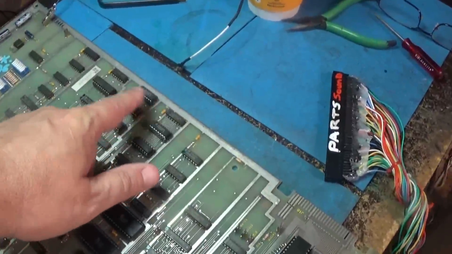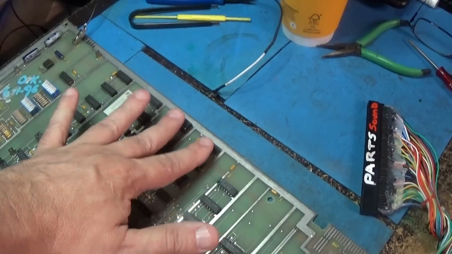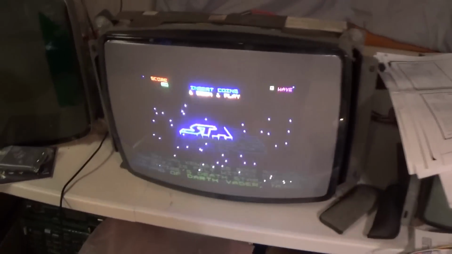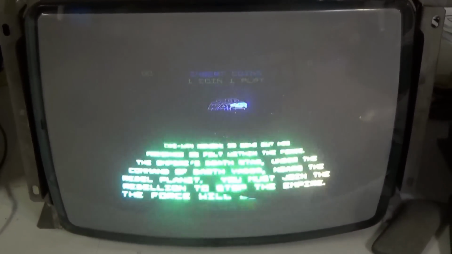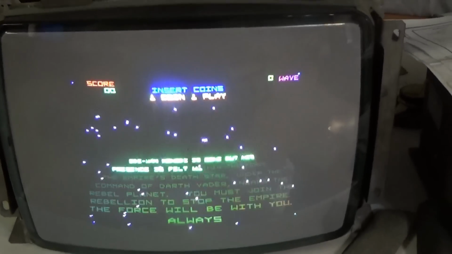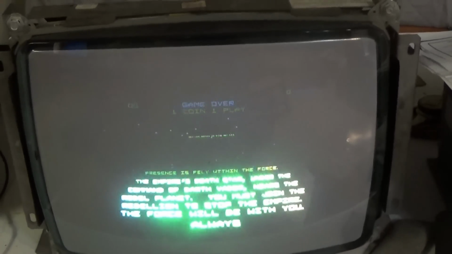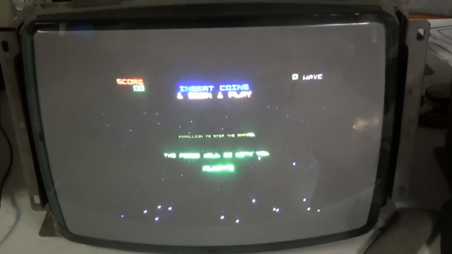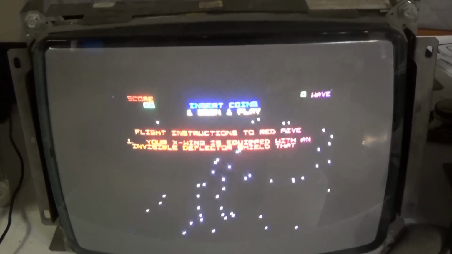Alright, we replaced the 3 chips, 3 165 shifting chips, and we now have a perfect picture. I do have it shrunk down a little bit. I don't need to drive this monitor all the way out to the corner, so I always bring the screen in some, and you know, customer can adjust it the way they want it.